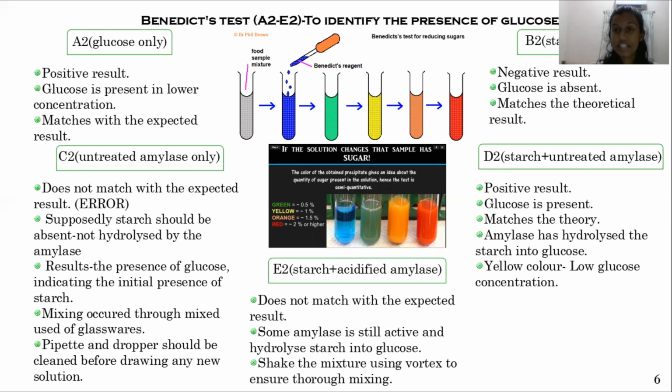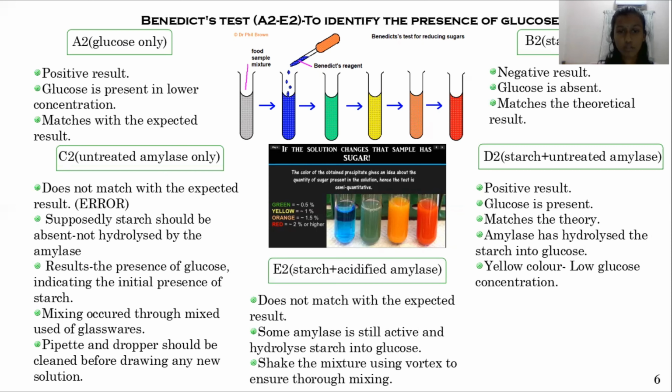Now, analyzing the D2 test tube, it contains starch and untreated amylase. So the result is positive because the glucose is present and it matches the theory. So the amylase has hydrolyzed the starch into the glucose. The yellow color shows the low concentration of glucose.